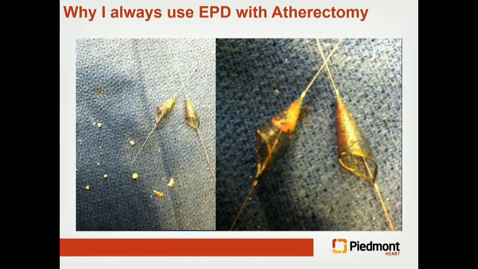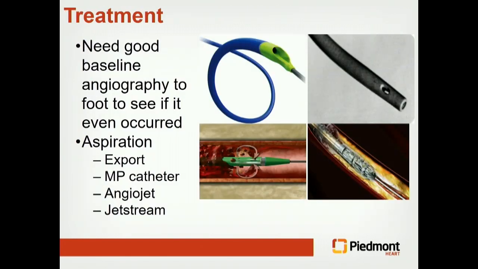So you ask how to treat distal embolization. First thing is don't let it happen. Don't let it happen by understanding what you're up against, be it plaque or be it thrombus. You need to understand what you're up against first and foremost. You really need good baseline angiography all the way to the foot to see if distal embolization has occurred. You can treat it by aspirating it. You can use Export catheters. You can use a multi-purpose catheter.